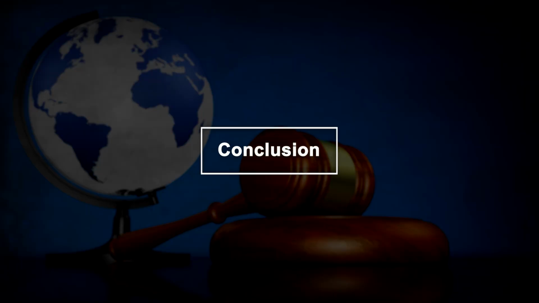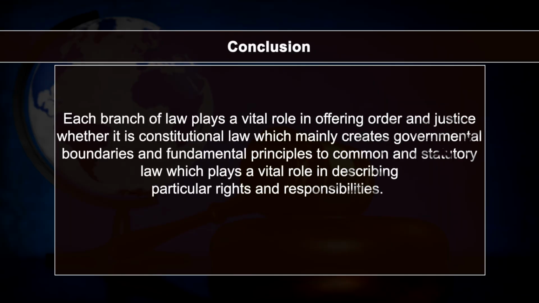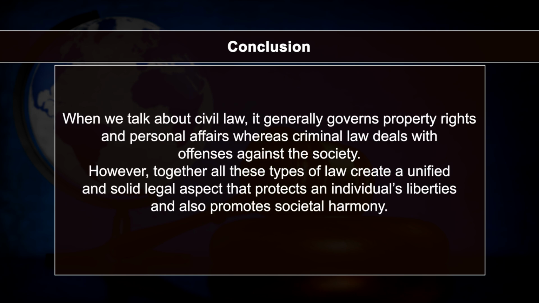So, dear learners, I would like to end today's discussion by saying that the different fields of law discussed above support a legal system all over the globe. Each branch of law plays a vital role in offering order and justice, whether it is constitutional law, which mainly creates governmental boundaries and fundamental principles, or common and statutory law, which plays a vital role in describing particular rights and responsibilities. Civil law generally governs property rights and personal affairs, whereas criminal law deals with offences against the society. Together, all these types of law create a unified and solid legal aspect that protects an individual's liberties and also promotes societal harmony.